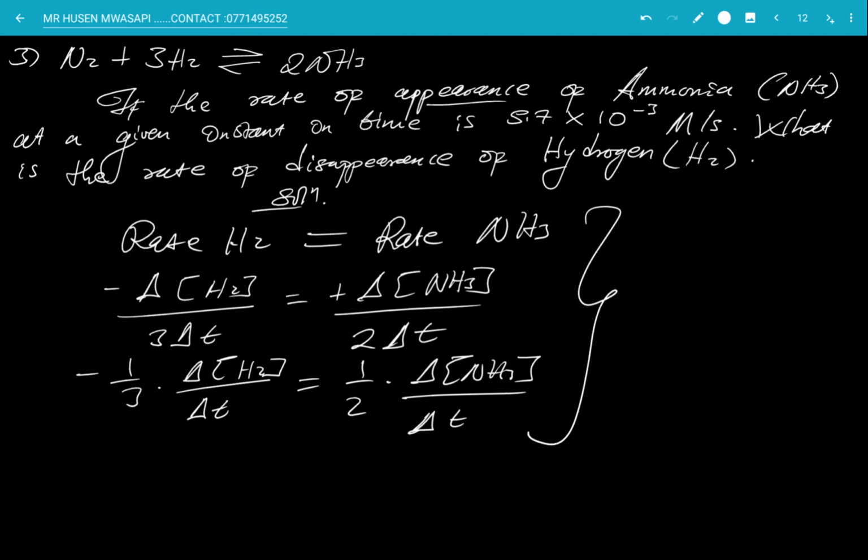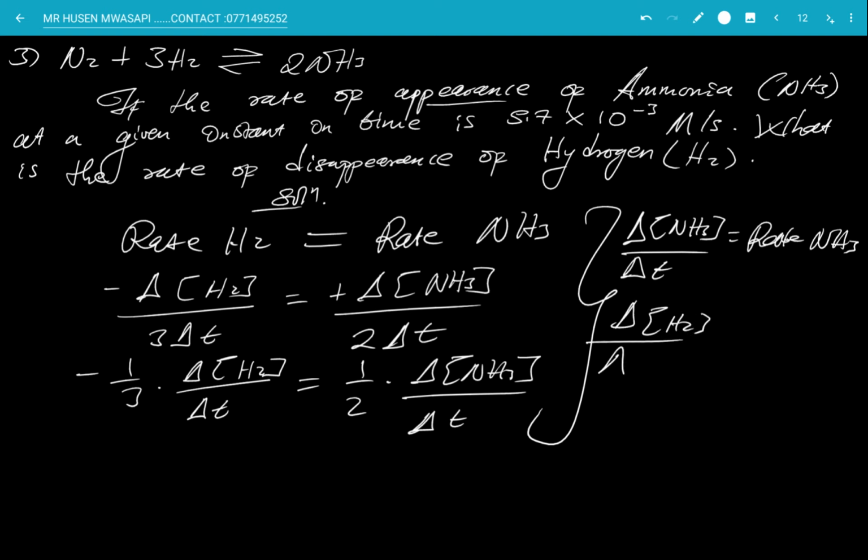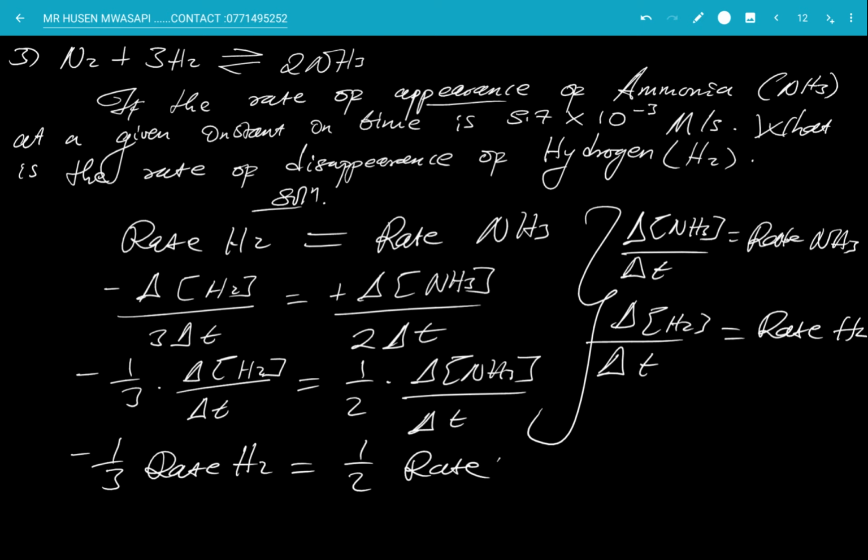So just a quick reminder, change in concentration of NH3 over change in time gives you the rate of NH3. And the change in concentration of H2 over the change in time gives you the rate of H2. So in short, you have 1 over 3 of the rate of H2 producing 1 over 2 the rate of NH3. So be mindful of this.